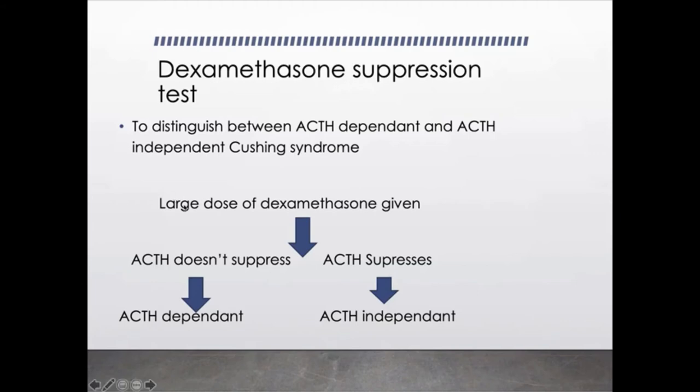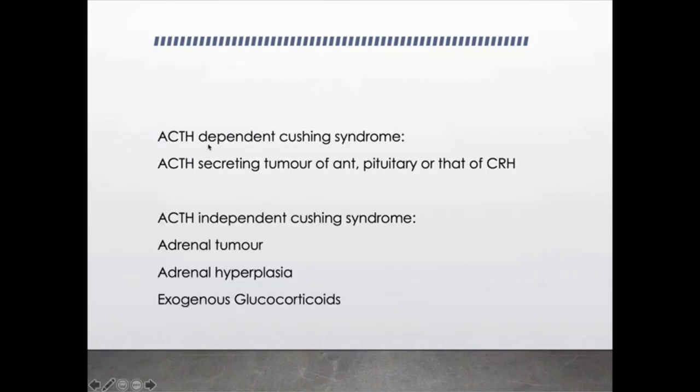So what do we do? When we give large doses of dexamethasone to the patient, if ACTH does not suppress, you know, normally dexamethasone, which is just like cortisol, should have a negative feedback effect on the ACTH secreting cell or on the CRH secreting cell, and it should inhibit ACTH secretion. But if you are giving dexamethasone and ACTH secretion does not suppress, it means that the Cushing syndrome is ACTH dependent.